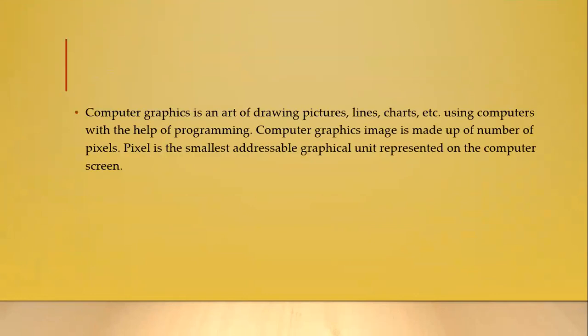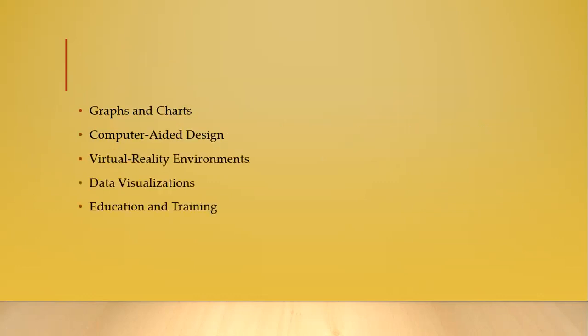First of all, what do you mean by computer graphics? Computer graphics is an art of drawing pictures, lines, or charts, etc. using a computer with the help of programming. A computer graphics image is made up of a number of pixels. Pixel is the smallest addressable graphical unit represented on a computer's screen, which we are seeing now. Every screen which is visible to us is made up of pixels.